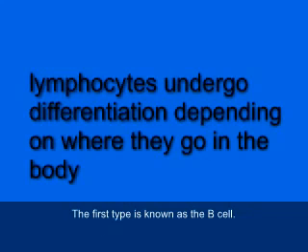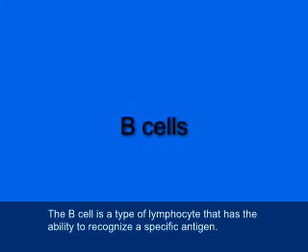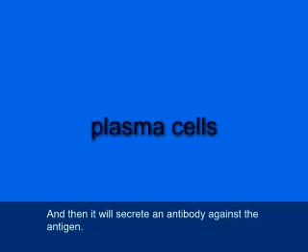The first type is known as the B cell. The B cell is a type of lymphocyte that has the ability to recognize a specific antigen. When it's activated by the presence of this antigen, the B cell becomes what is known as a plasma B cell, and then it will secrete an antibody against the antigen.